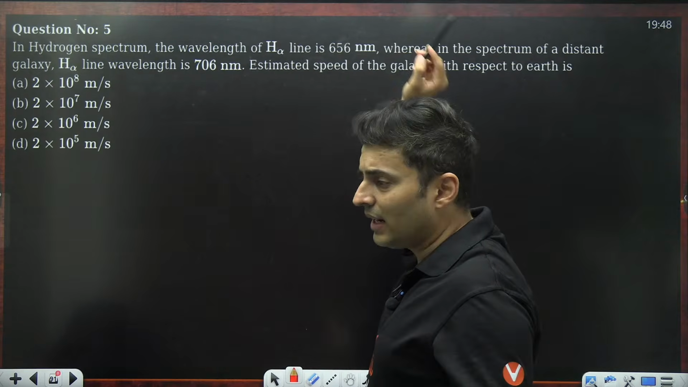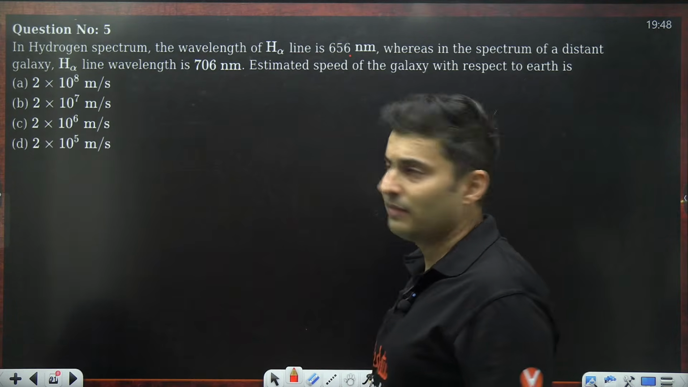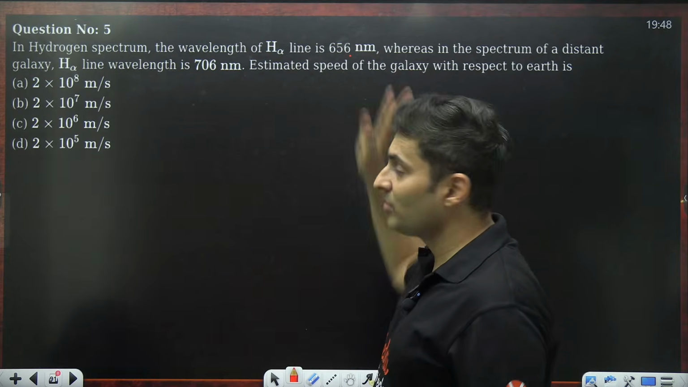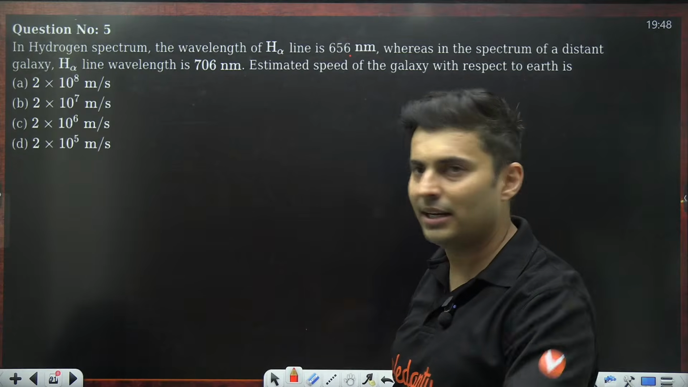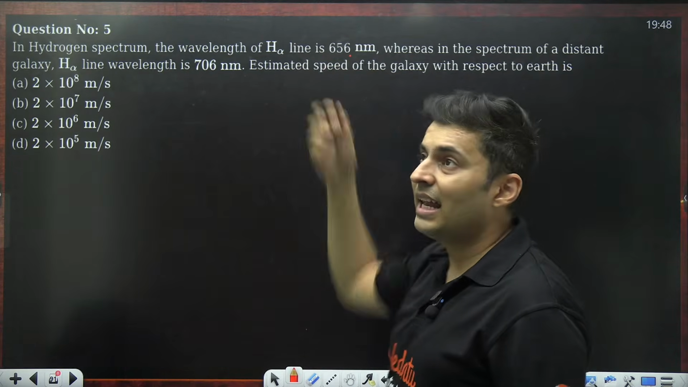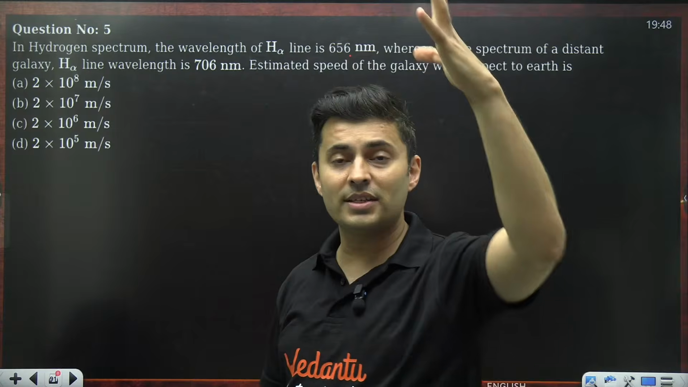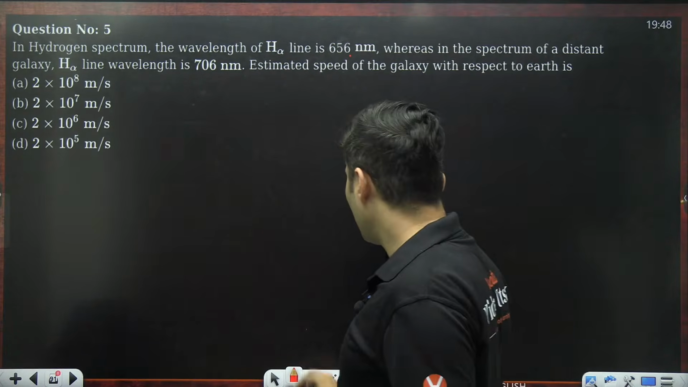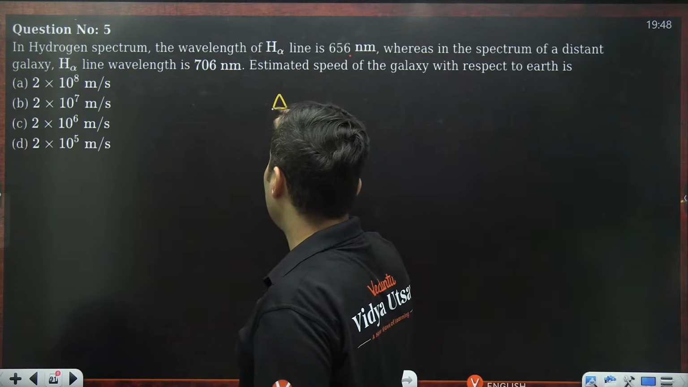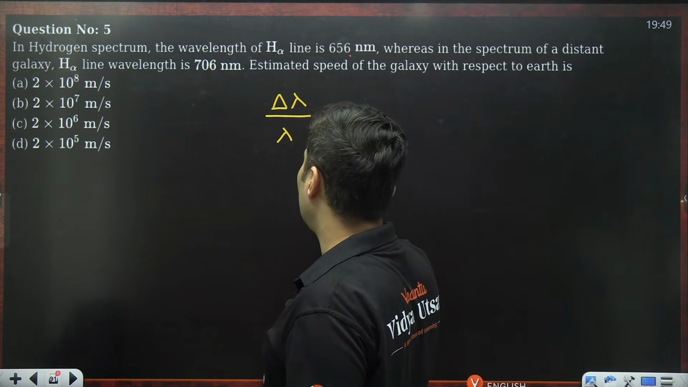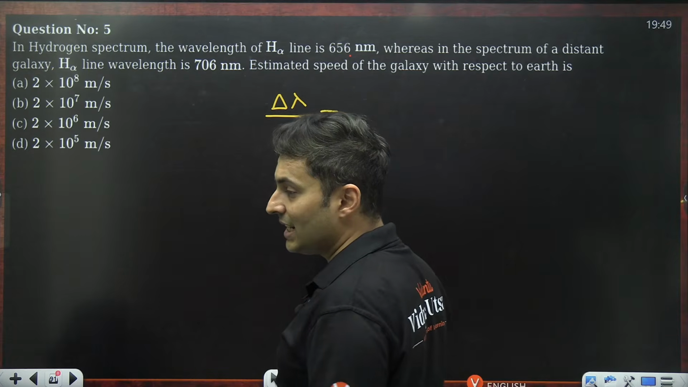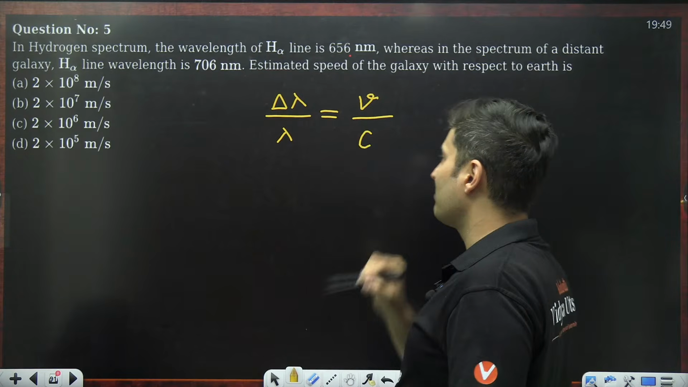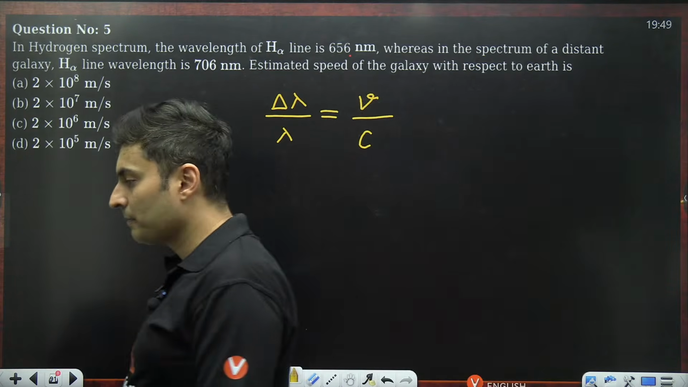In your regular hydrogen spectrum, this is the wavelength, stationary, like a train at rest has this much wavelength of sound or light. But a distant galaxy that is moving, so when the source is moving, relative motion is there, then your wavelength will also change. So the logic over here is delta lambda by lambda. What is the formula, guys? Delta lambda by lambda is the relative speed of that source upon the speed of light. This is the formula. Understood?